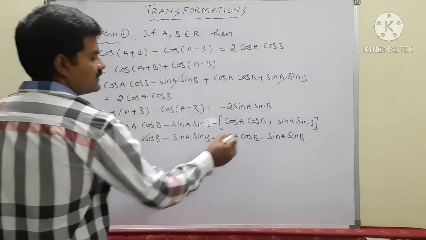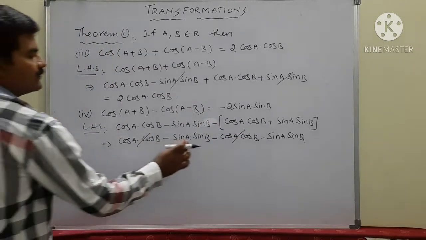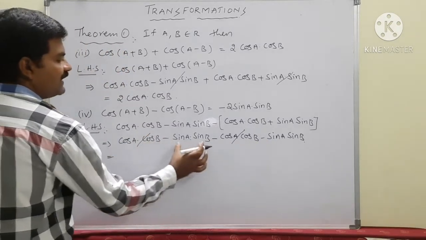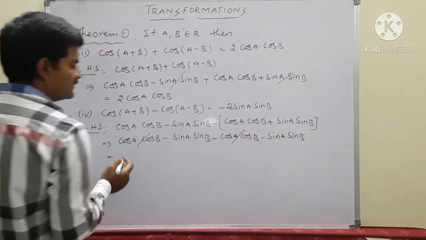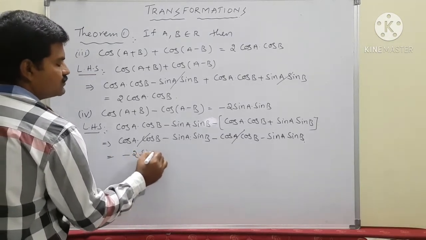So this time plus cos a cos b minus cos a cos b gets cancelled, and the rest of them are both negative, no? Minus sin a sin b minus sin a sin b, which is minus 2 sin a into sin b.